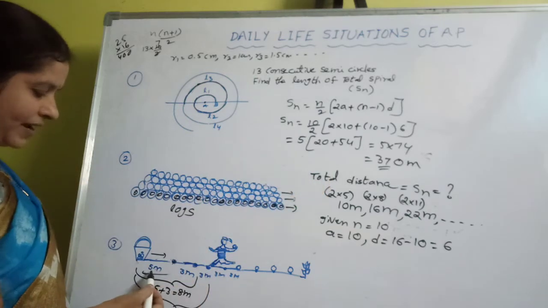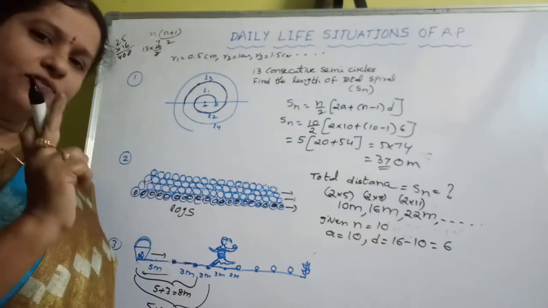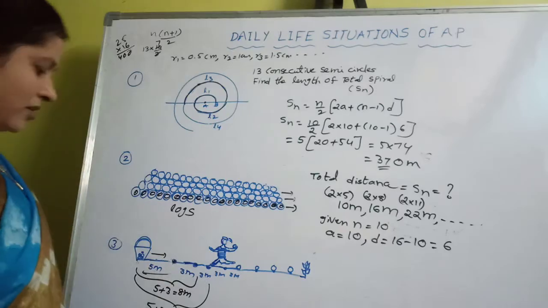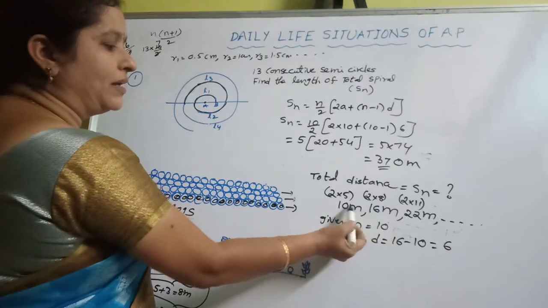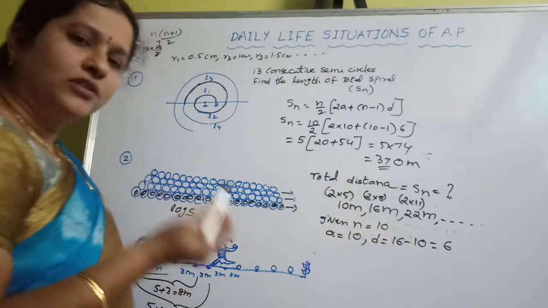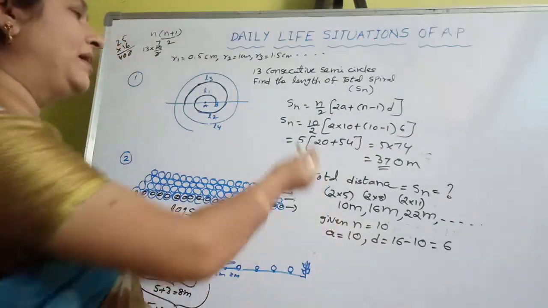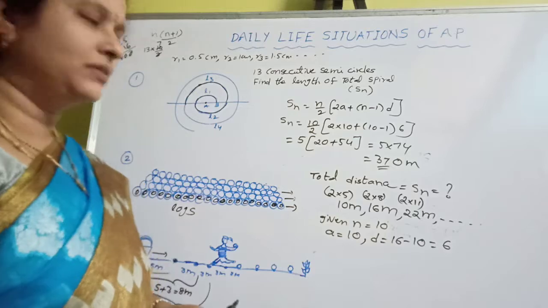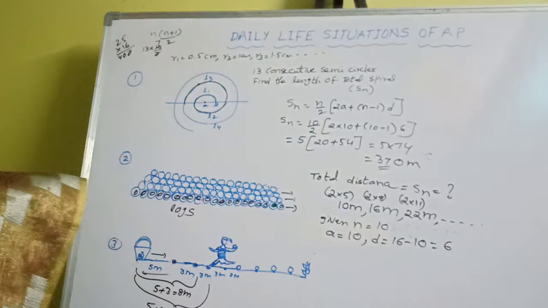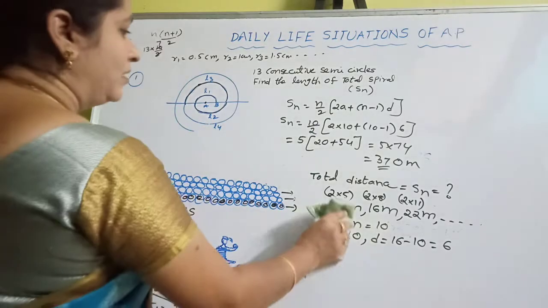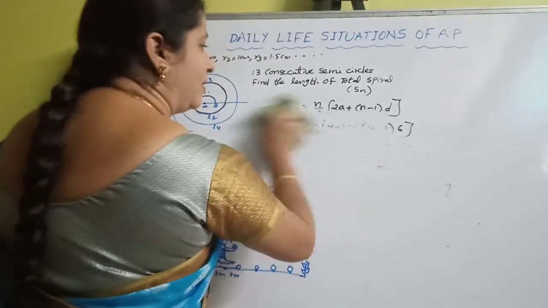The third ball is again 5 meters plus 3 meters and 3 meters. Remaining all balls are at 3 meters only. The first ball is 5 meters distance. So here 5 plus 3 plus 3, 11 meters. 2 11s are 22. 16 minus 10, 6. 22 minus 16, 6. So all the differences are equal, which means the series is in AP. Then only you can apply the formula Sn equal to n by 2 into 2a plus n minus 1 into d. Okay. These three are very important questions in arithmetic progression. So, okay, this is the last topic in arithmetic progression.